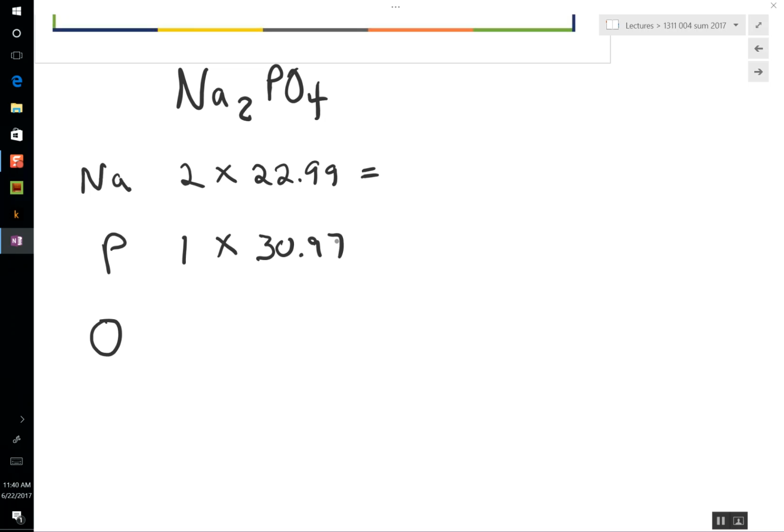Are there more accurate numbers for these? Yes. If you were at the National Bureau of Standards trying to make sure that the average mass of tin was correct, you'd use really accurate numbers for the masses of the isotopes. But 2 to 3 or 4 significant figures is plenty for us. Yeah, phosphorus is 30.97.